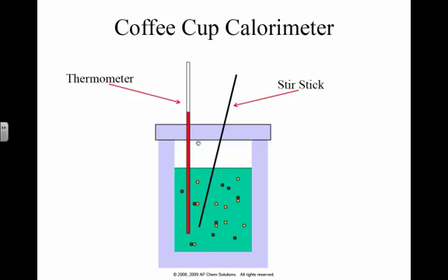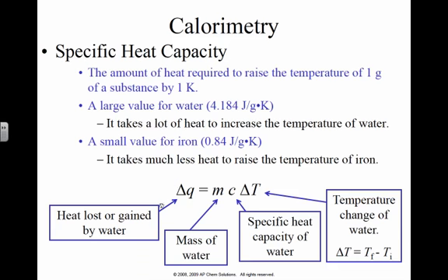So this is the coffee cup, and you typically put water in there, and this is going to be our thermometer taking the temperature, and then whatever you add to the system, the temperature is either going to go up or go down, and therefore we can solve for delta Q.